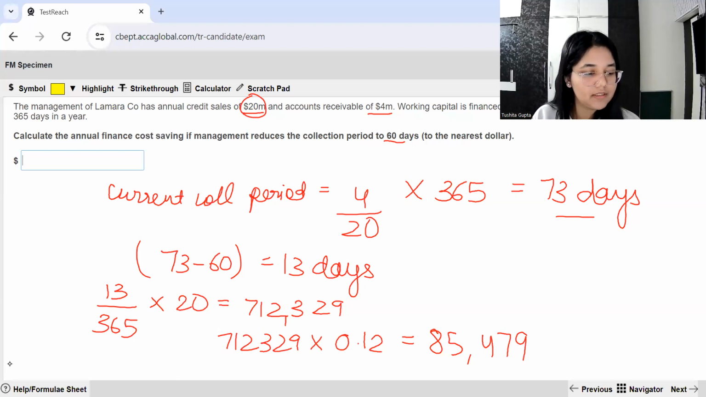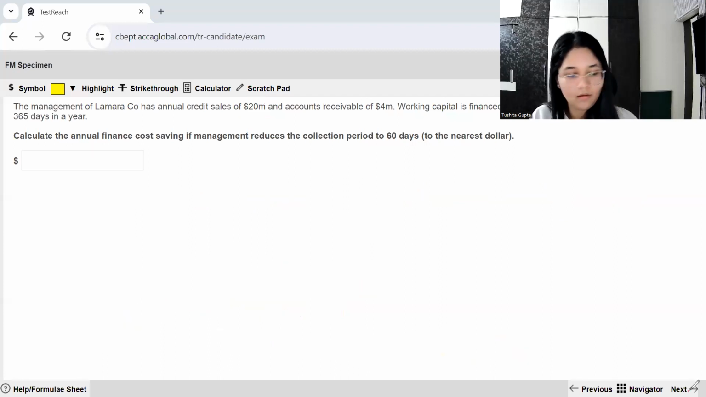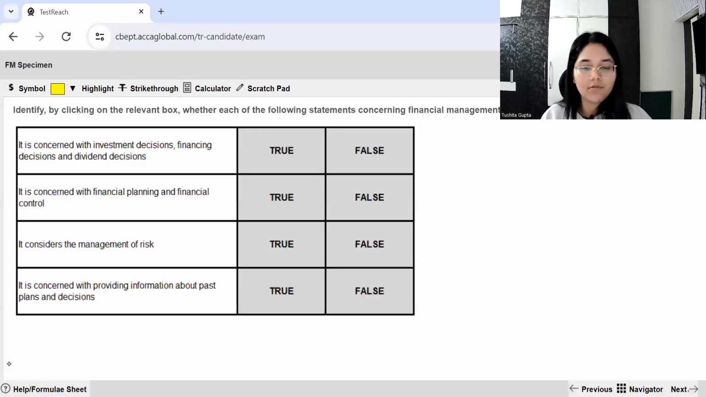So this is how this will go over here, and we can move to the next question now. This is the next question. We have to identify which of the following statements about financial management is true or false.